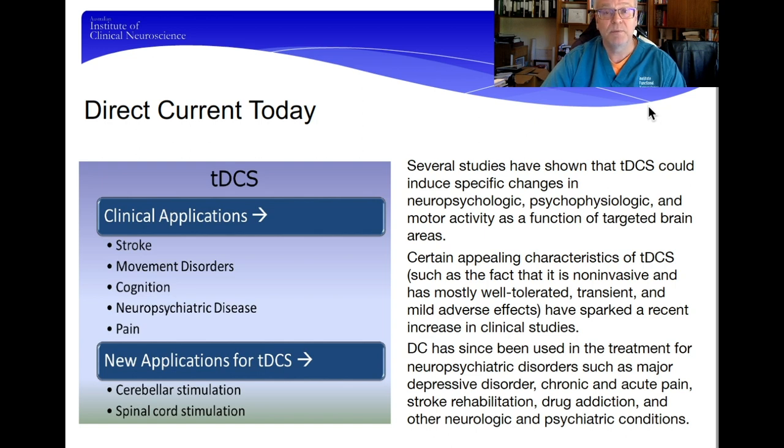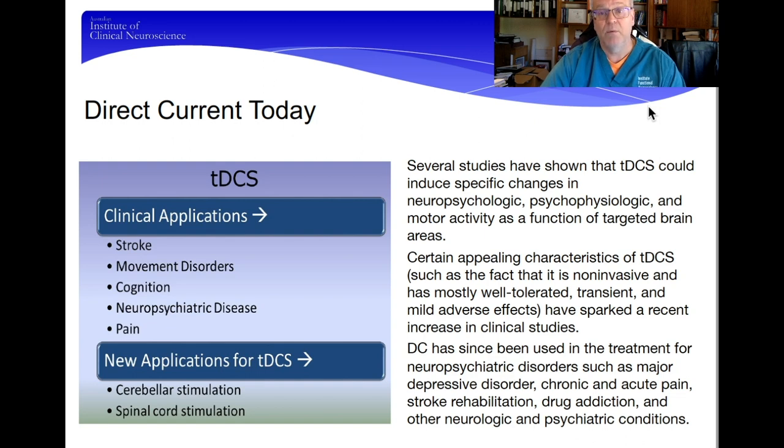Pain management, it's also been used in pain management. New applications are coming out now where we're looking at the cerebellar stimulation component or capability of direct current. Spinal cord stimulation is also another area that's evolving. So basically we can use DC current to induce specific changes, neurophysiological or neuropsychological, and we can also induce changes in the motor activity functional components of targeted brain areas.